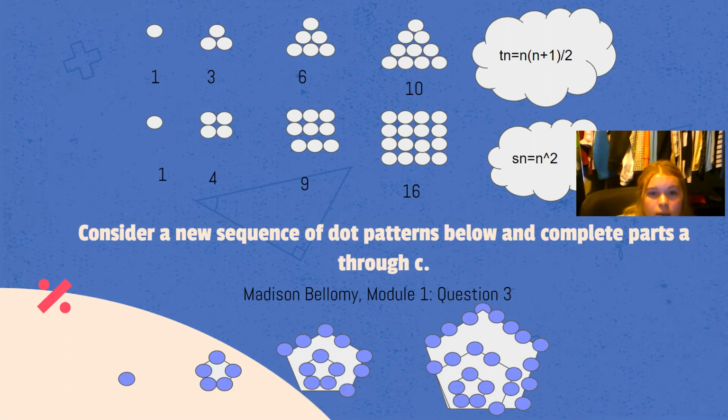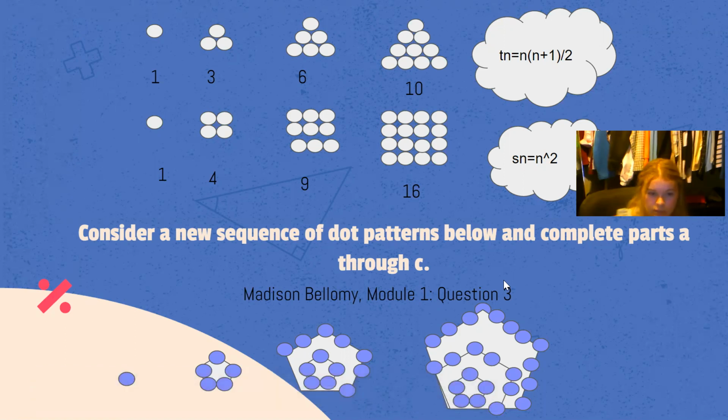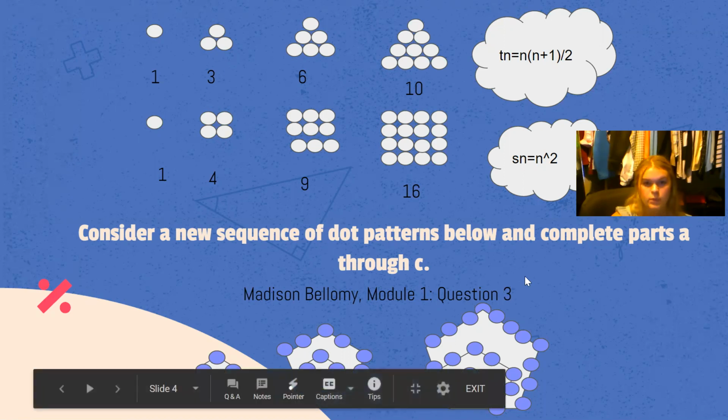And then we have a square diagram set up in the second example, and that is giving us the square number. So that is going to be down below. All right. So in our word problem we're working, it says consider a new sequence of dot patterns below and complete parts A through C. So these are our dot patterns. We have one dot here, and it seems we are working with pentagons.